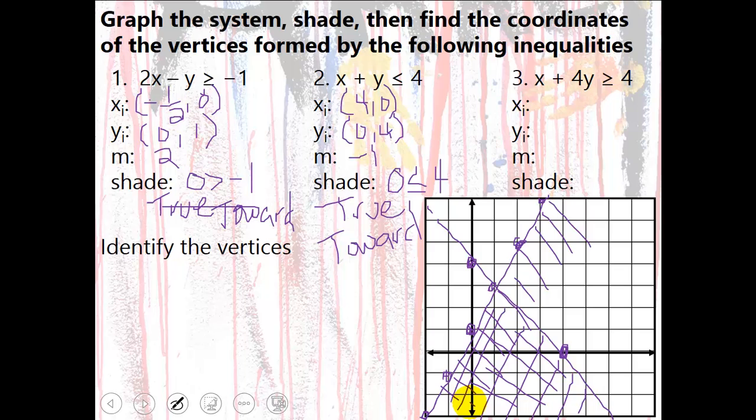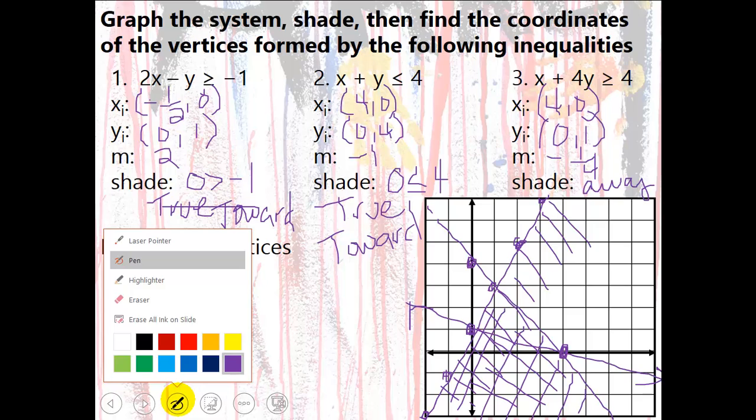And then I have x plus 4y is greater than 4. So my x-intercept is 4, 0. My y-intercept is 0, 1. My slope is negative 1/4. And I'm going to shade away because 0 is not greater than 4. And this is also a solid line, and it's going to go here. So, and I have to shade above that.